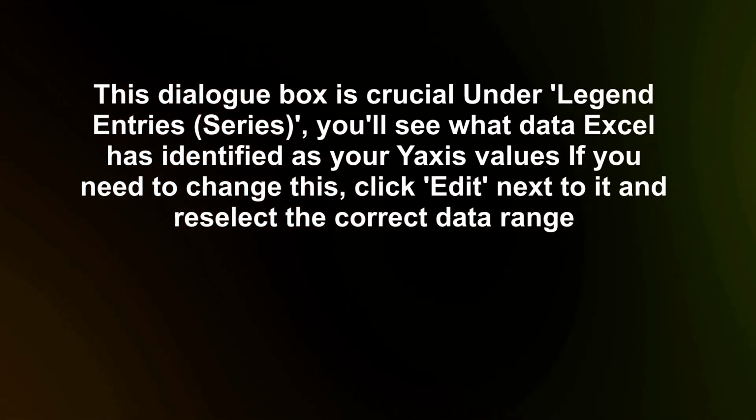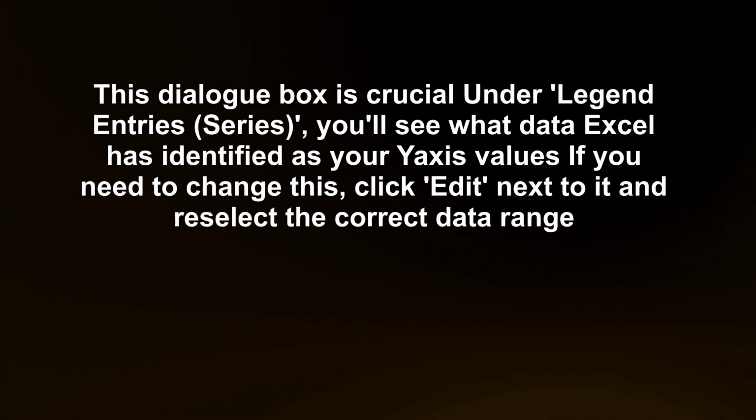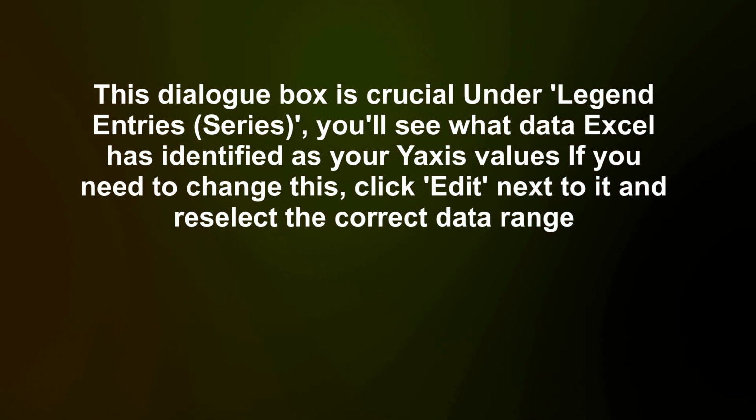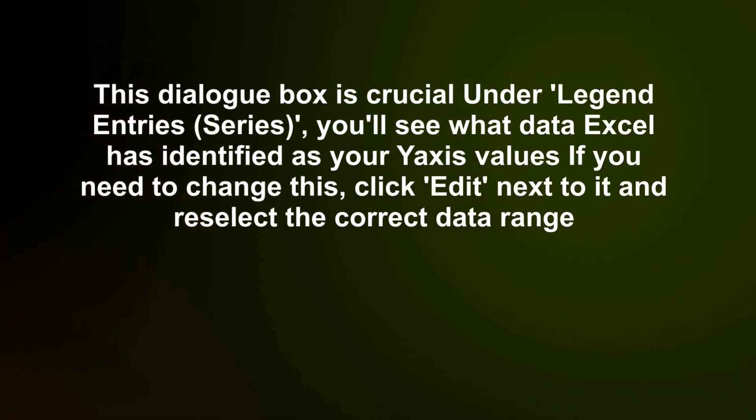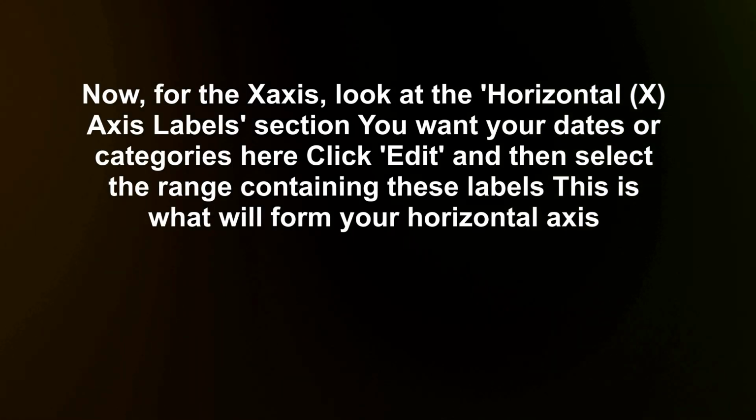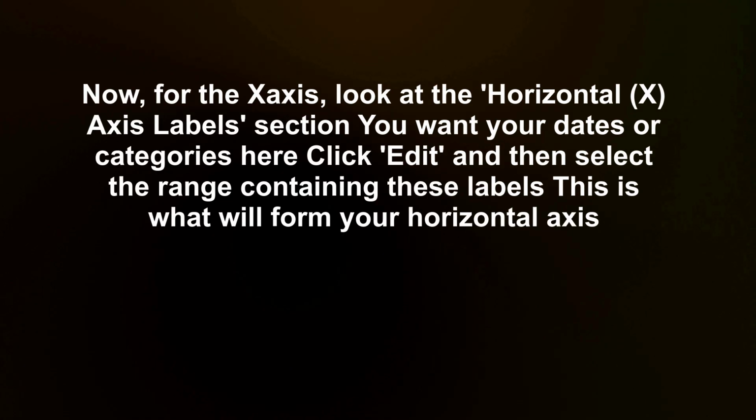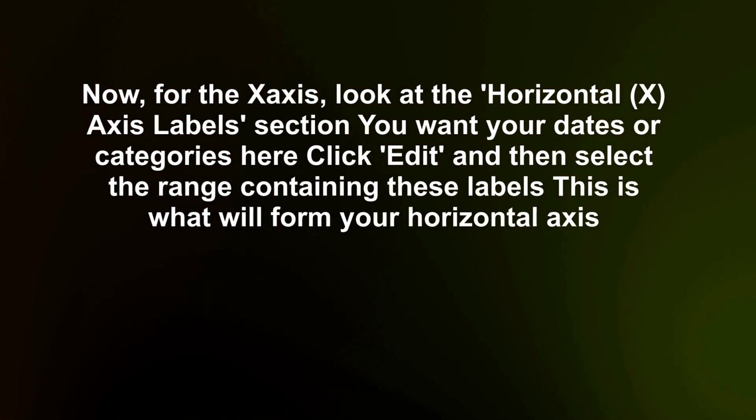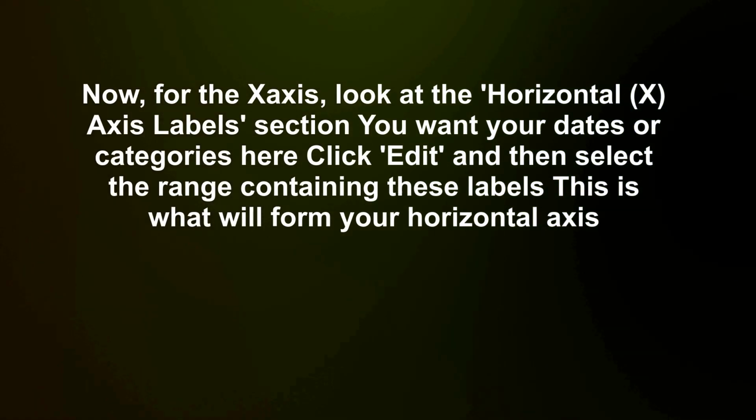Under Legend Entries series, you'll see what data Excel has identified as your y-axis values. If you need to change this, click Edit next to it and reselect the correct data range. Now, for the x-axis, look at the horizontal axis labels section. You want your dates or categories here. Click Edit and then select the range containing these labels. This is what will form your horizontal axis.